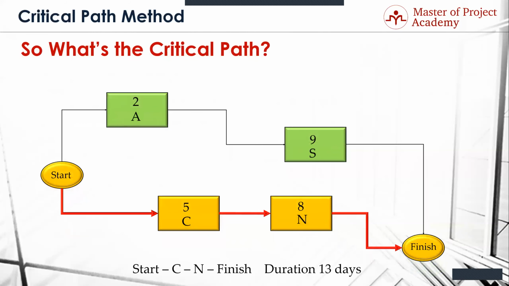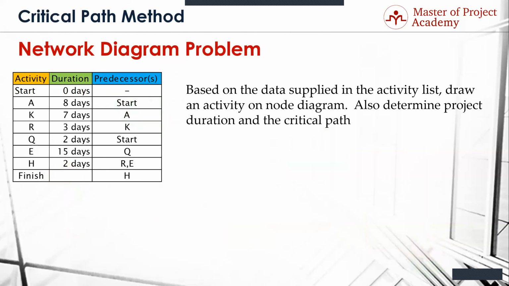All right, so there's the critical path. We just kind of went over that, and the duration is 13 days. All right, so you might see a question on the exam something like this. You'll get a little table, and that table is very representative of something you might see in Microsoft Project. You've got the activity, the start, and the different activities and the finish, and then you've got the duration in the second column, and then the predecessors in the third column.